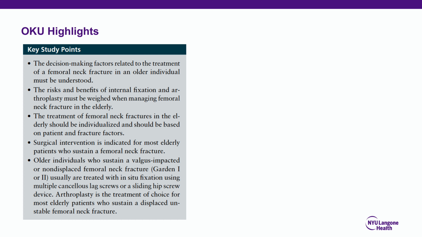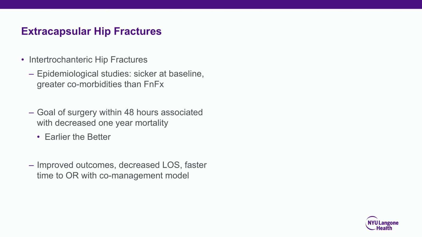Here are the OKU highlights regarding femoral neck fractures in the geriatric population. Extracapsular hip fractures are seen more often in more frail patients. However, unlike femoral neck fractures, they have a much higher healing rate. This is due to the extracapsular nature and the robust blood supply in the area. The goal for any hip fracture is surgery within 48 hours. Ideally, the sooner the better.